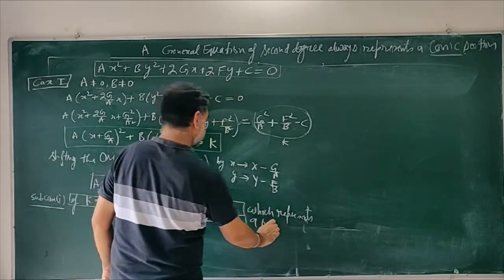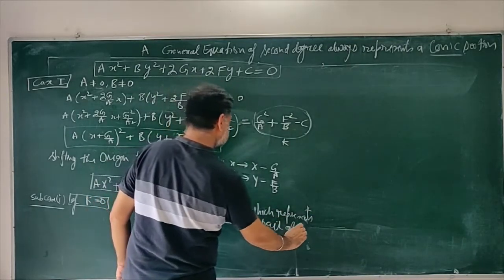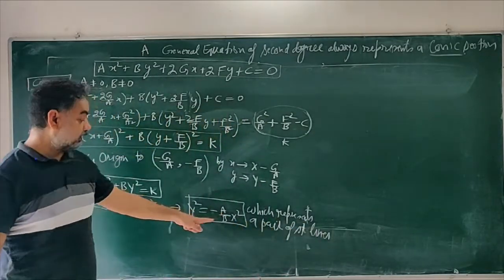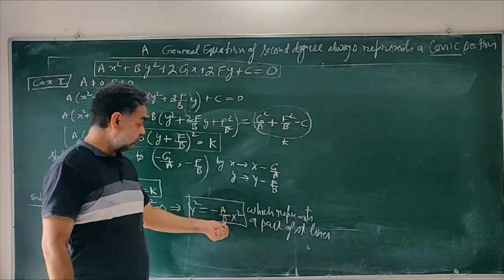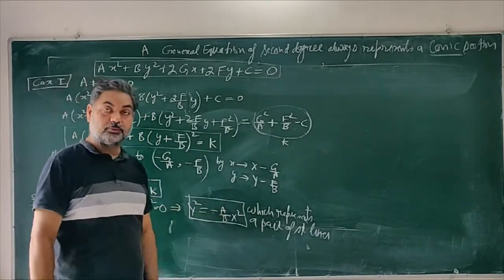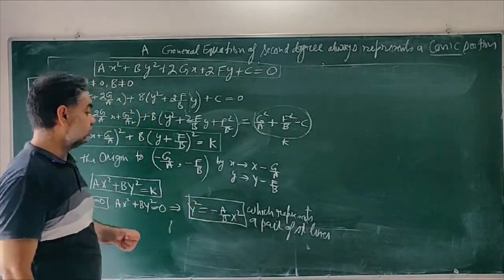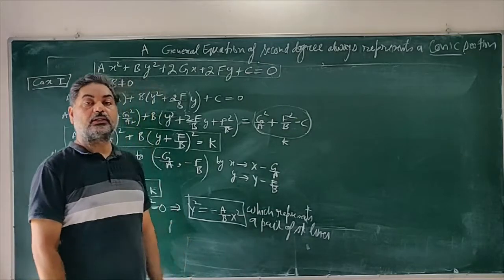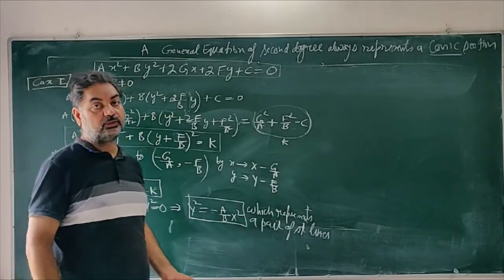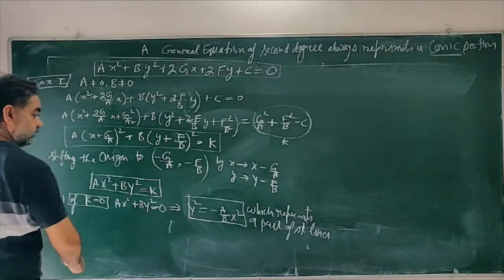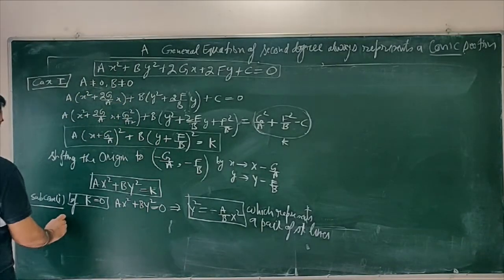This represents a pair of real straight lines if a over b is negative, and a pair of imaginary straight lines if a over b is positive. So this equation represents a pair of straight lines, and a pair of straight lines is a conic section. We have already discussed that.